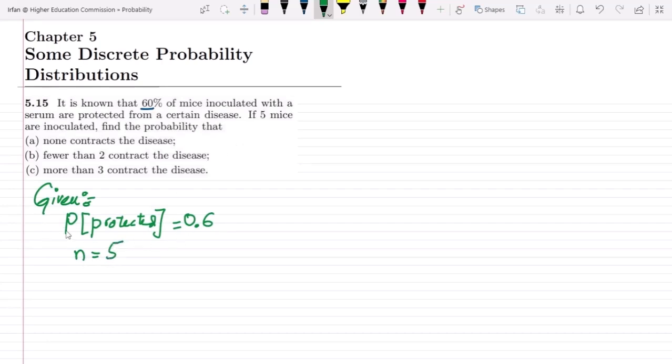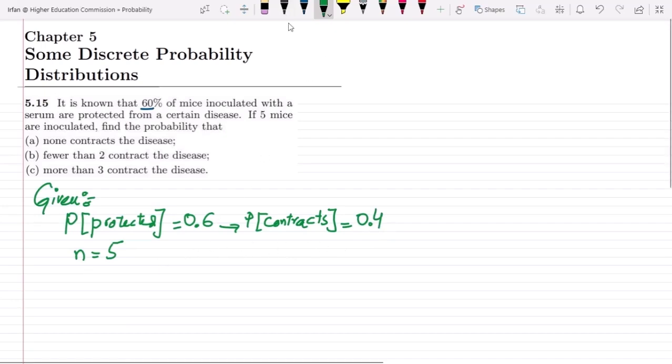Okay, similarly from it we can also see here that if the probability that 60% of the mice are protected, so the probability of the disease contraction is basically 1 minus 0.6, which is 0.4. Okay, so now this is what we wanted to have.